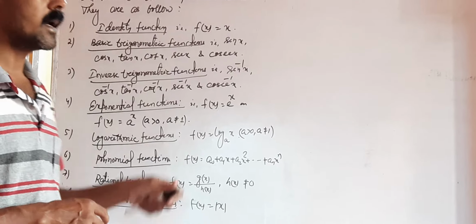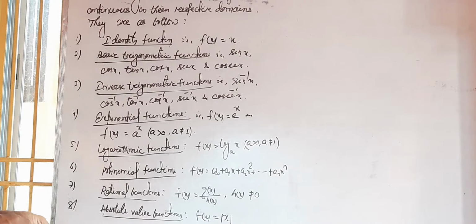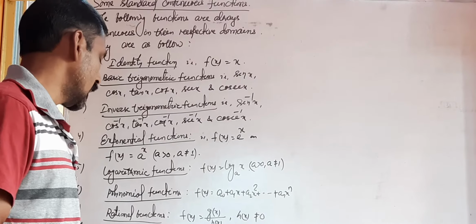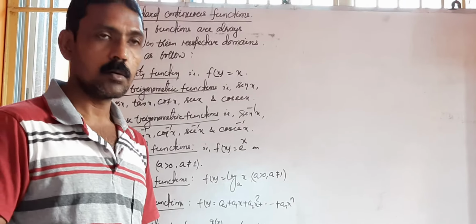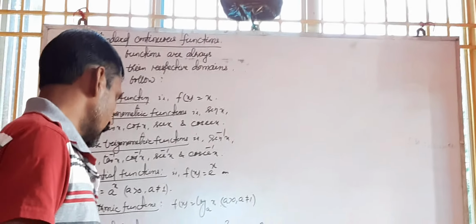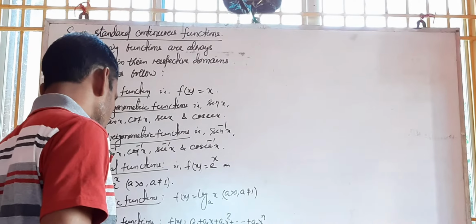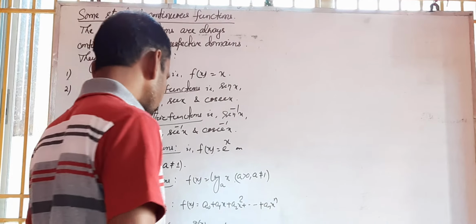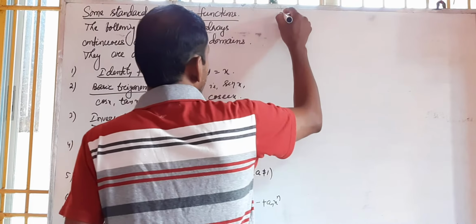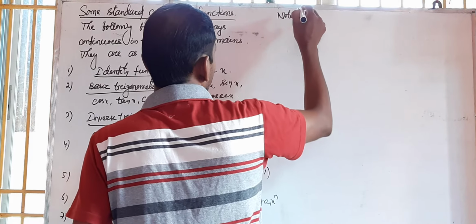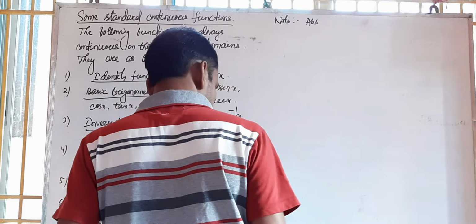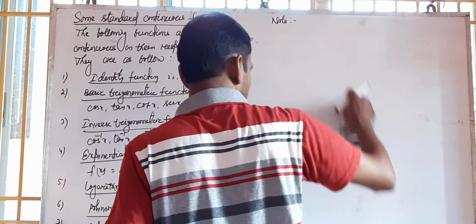These are the functions which are always continuous in their respective domains. That means identity, trigonometric, inverse trigonometric, exponential, logarithmic, polynomial, rational and absolute value functions are always continuous in their respective domain. Clear? Then here you can write a note on the greatest integer function.